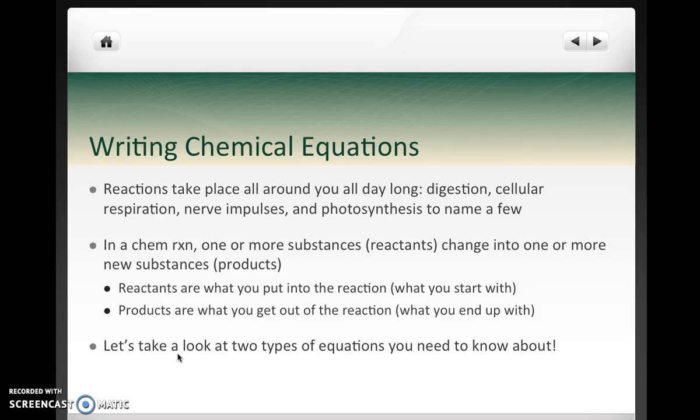So, in a chemical reaction, you have reactants, which are what you put into, or start with for a reaction, and then it yields or produces products, one or more new substances. And you can see down here I have defined for you reactants, what you start with, and products, what you end up with. So now we're going to take a look at two different types of equations.